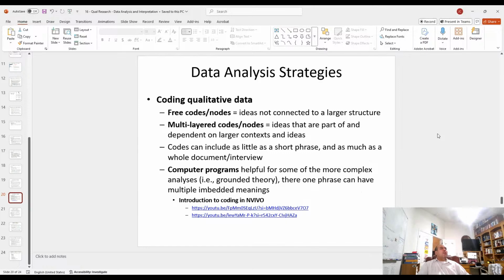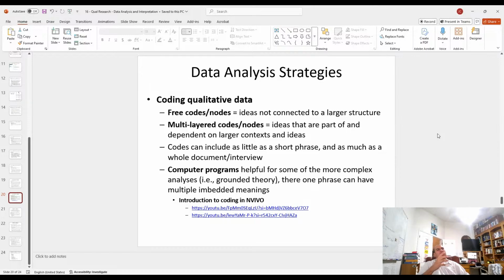So coding: free codes are the idea that when you're doing maybe grounded theory, you want to go find the leaves and then you start categorizing the leaves. But at some point you have leaves that you don't know what branch you're going to connect them to. They're free, they're out there. And then you have multi-layer codes, right? Many different branches working at the same time. You're developing them at the same time. Sometimes this could get really complex.